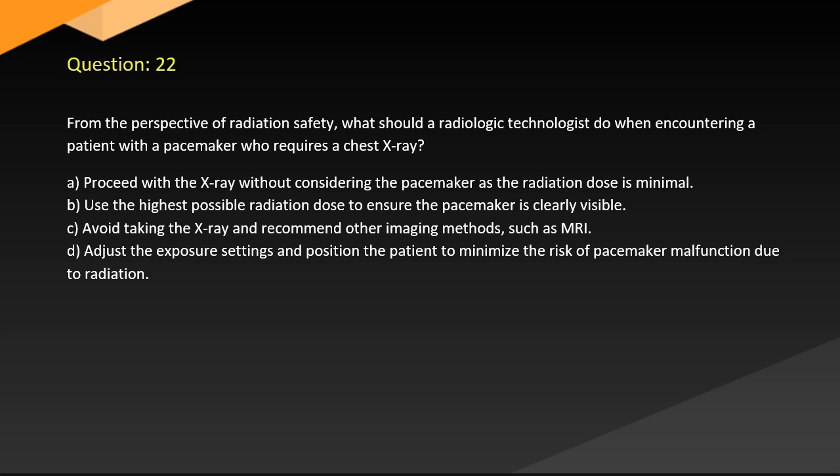Question 22. From the perspective of radiation safety, what should a radiologic technologist do when encountering a patient with a pacemaker who requires a chest X-ray? A. Proceed with the X-ray without considering the pacemaker as the radiation dose is minimal. B. Use the highest possible radiation dose to ensure the pacemaker is clearly visible. C. Avoid taking the X-ray and recommend other imaging methods, such as MRI. D. Adjust the exposure settings and position the patient to minimize the risk of pacemaker malfunction due to radiation.